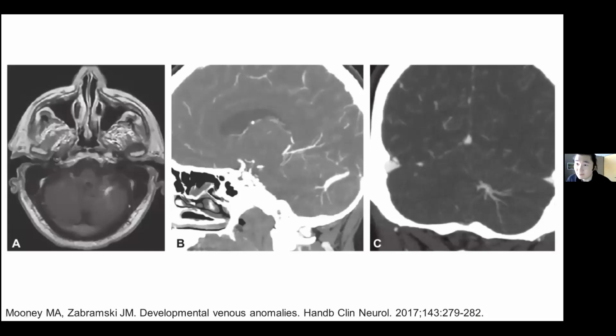Jumping into a few examples here, panel A on the very left is a T1 sequence with a contrast study showing a left cerebellar DVA. You can see that caput medusa appearance spanning out towards the midline. Panels B and C show the sagittal and coronal views of the CTA. That similarly shows that DVA with that caput medusa appearance. So again, you're seeing those radial veins draining into that larger collecting vein.